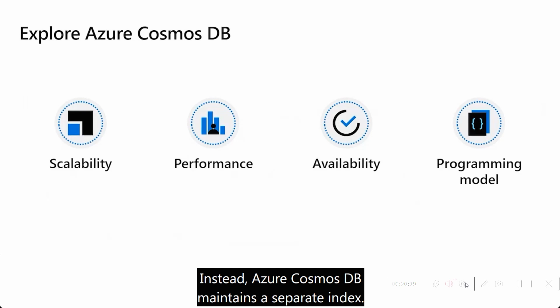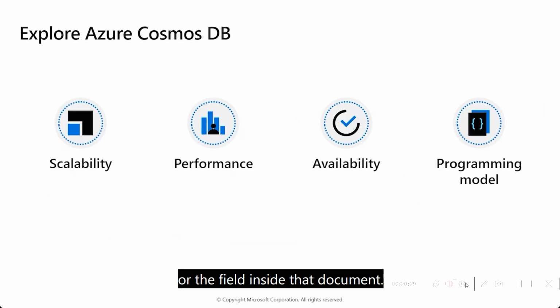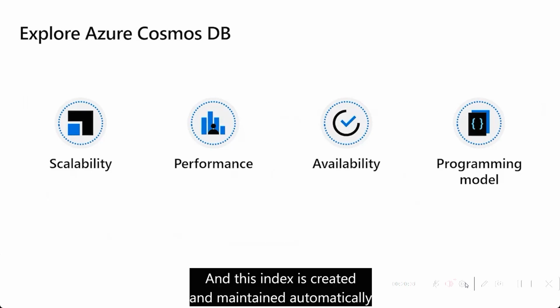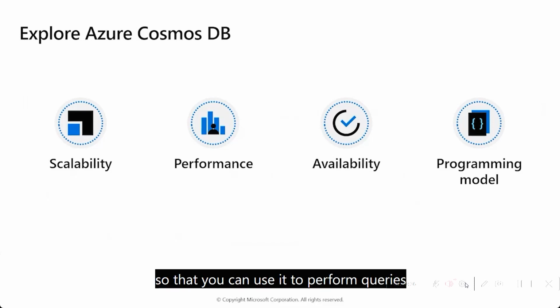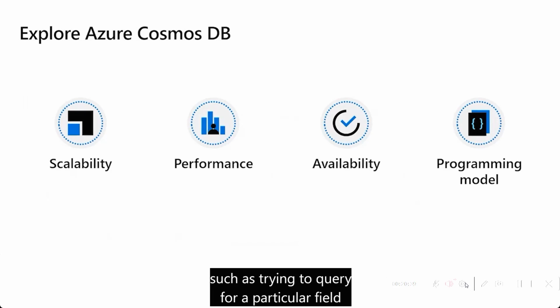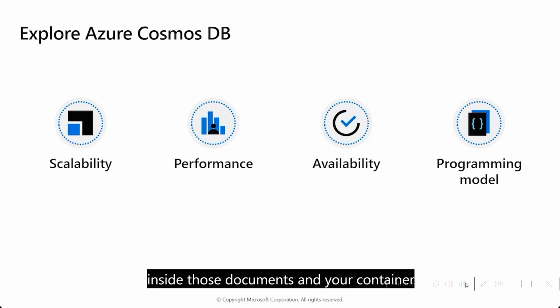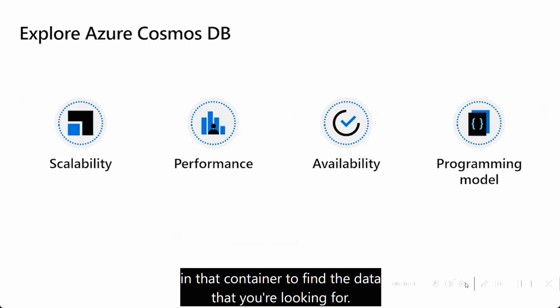Instead, Azure Cosmos DB maintains a separate index. This index contains not only the document IDs, but it also tracks the value of every other field inside that document. And this index is created and maintained automatically so that you can use it to perform queries, such as querying for a particular field inside the documents in your container without having to scan through the entire partition or all the documents in that container to find the data that you're looking for.